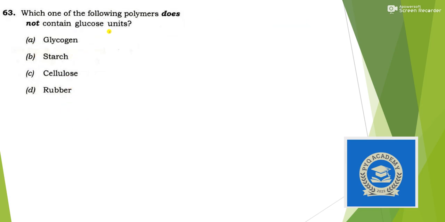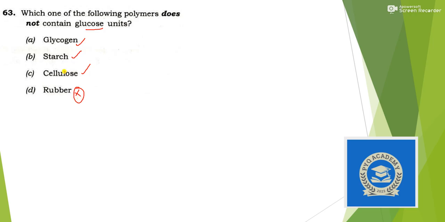Next question, which one of the following polymers does not contain glucose unit? Suppose you don't know, but let's try to eliminate. Glucose unit means it is talking about anything which has some relation with a living body. Out of all these things, glycogen, starch and cellulose can have a relation, but rubber can be artificial rubber. Okay, it can be artificial also.